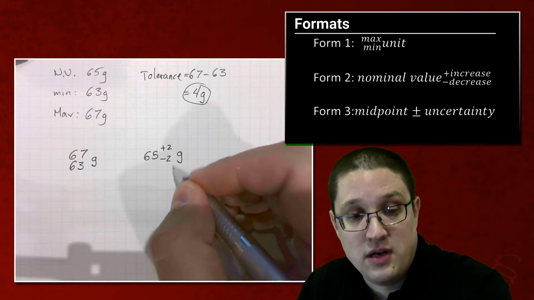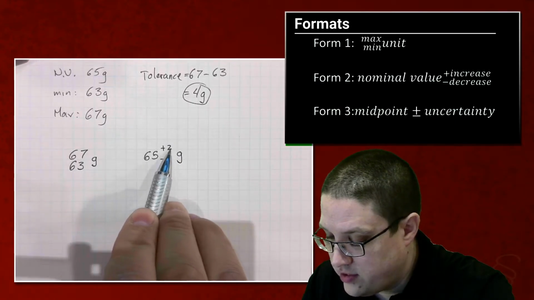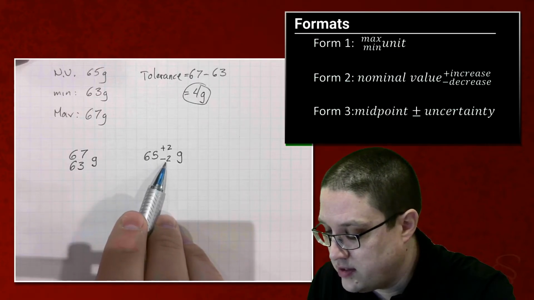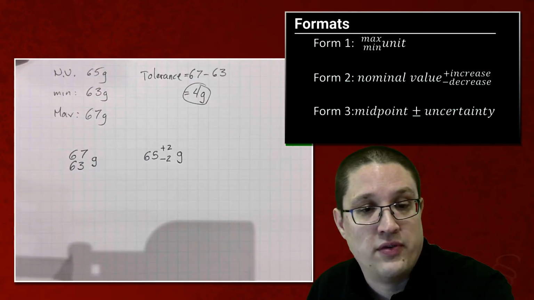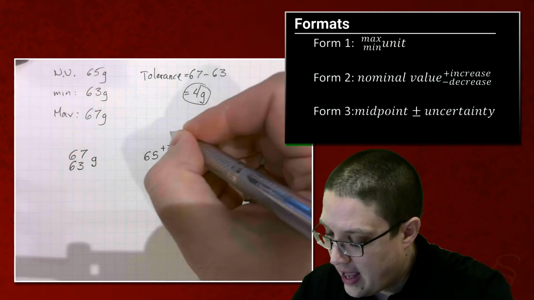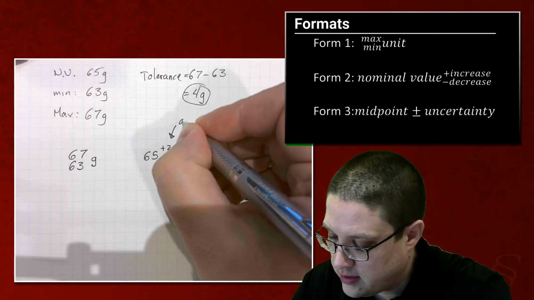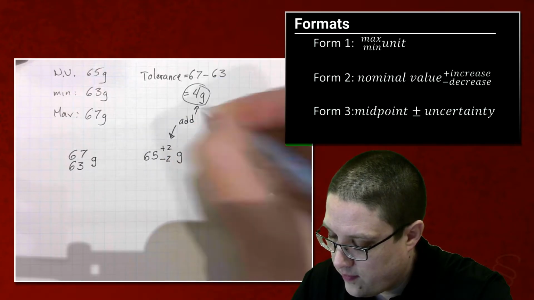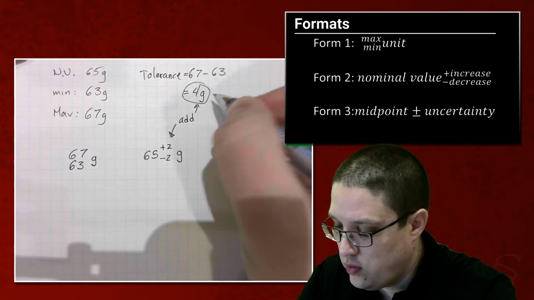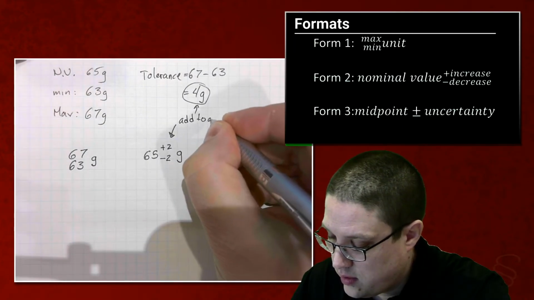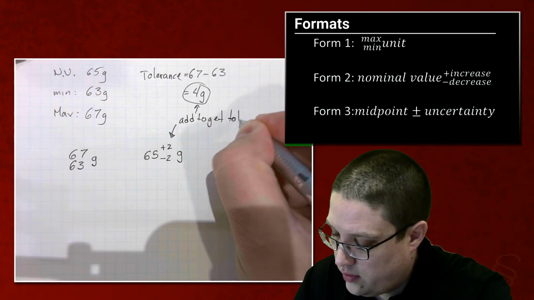A couple things to note. 65 plus 2 works out to my max of 67. 65 minus 2 works out to my minimum of 63. If I add these two together, that gets me my tolerance. So 2 plus 2 gets me my tolerance of 4 grams.